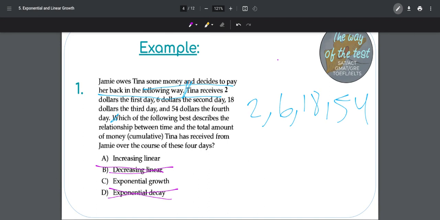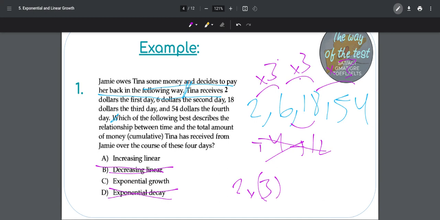In order to make sure whether it's linear or exponential, we first try to find whether there's a linear pattern. 2 plus 4 gives you 6, but 6 plus 12 gives you 18. So I'm not finding the linear pattern here. What happens if I try to find the exponential pattern? 2 times 3 gives you 6, 6 times 3 gives you 18, 18 times 3 gives you 54. So yes, I'm multiplying times 3 each time. So it will be 2 times 3 raised to whatever power of time. How can you tell this? Because 2 is 3 to the power of 0, which is 1, times 2 is 2.